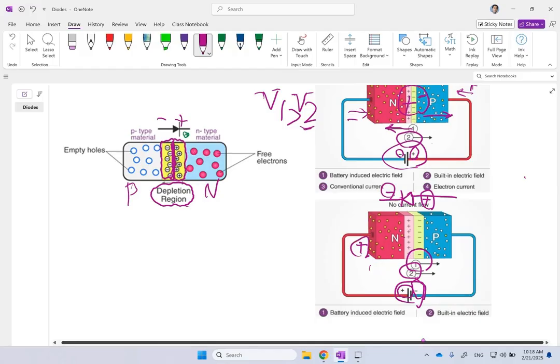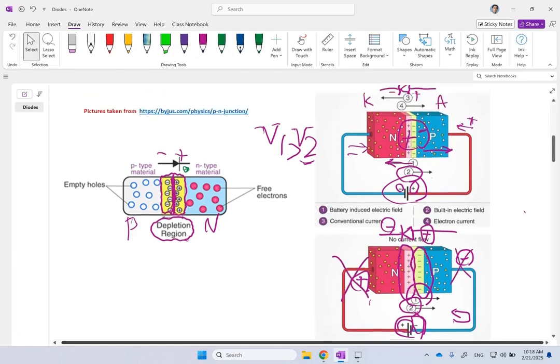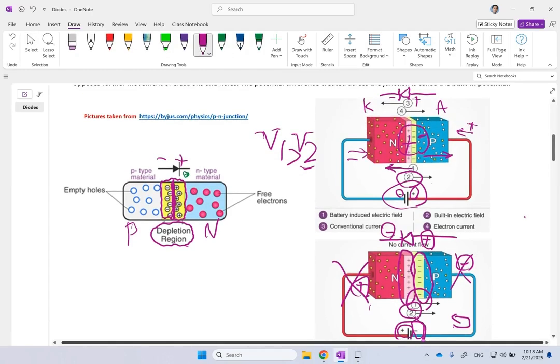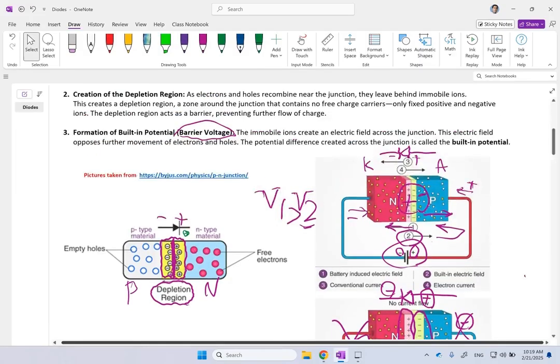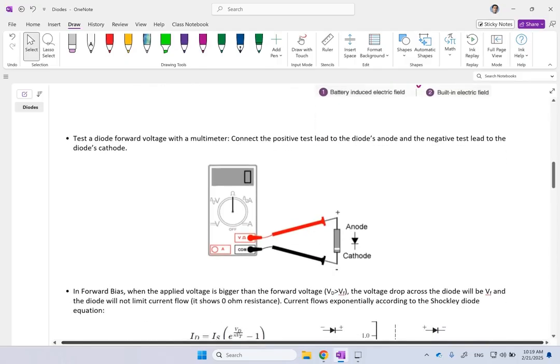Because this positive charge is going to be repelled by these positive charges. Or if you say negative charge, the negative charge will be repelled by these negative charges, and it gets stronger and you do not pass. Okay? So, and you see, in reverse bias, the current is not going to go through. In forward bias, as soon as the battery voltage is bigger than the built-in voltage, you are going to have basically current flowing. So this is the basic of PN junction.